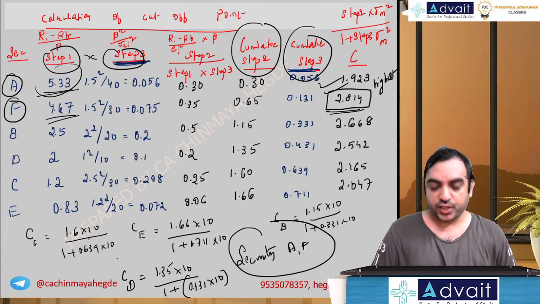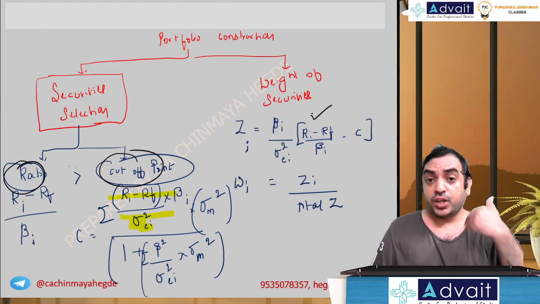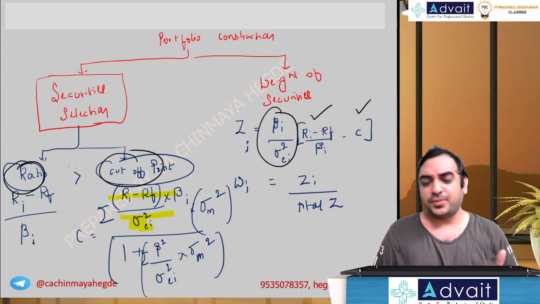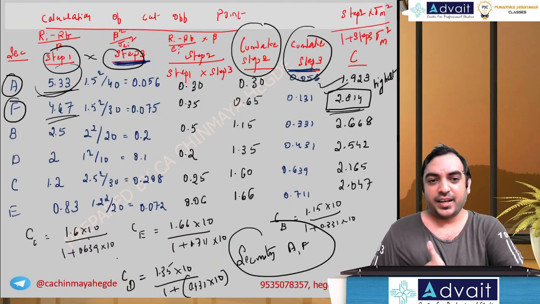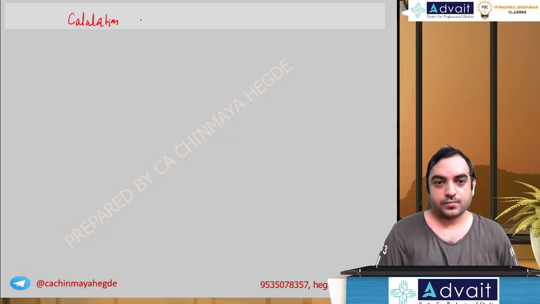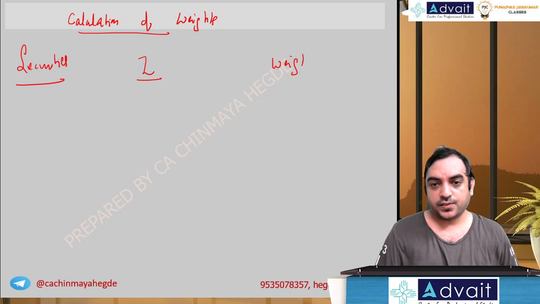Okay, let's go for the weights. Let's revise what the weights calculation was. It is whatever the ratio minus the cutoff point, then multiplied by our step 3, beta by sigma E square, that only we are going to calculate. Anyway, let me write it separately. Calculation of weights. So securities. Then we'll have to calculate the Z value. Then we'll calculate the weights.